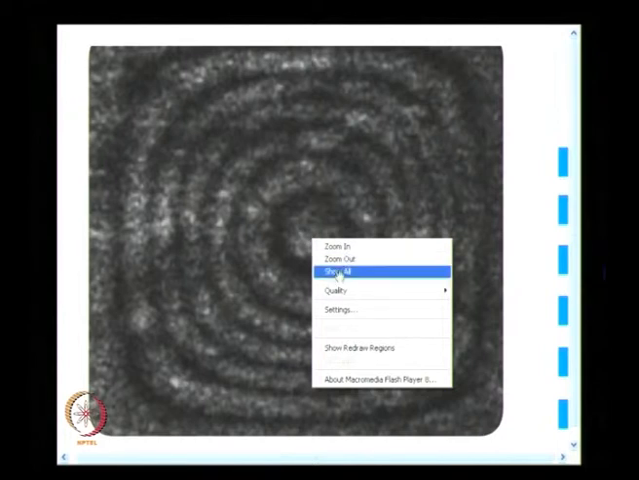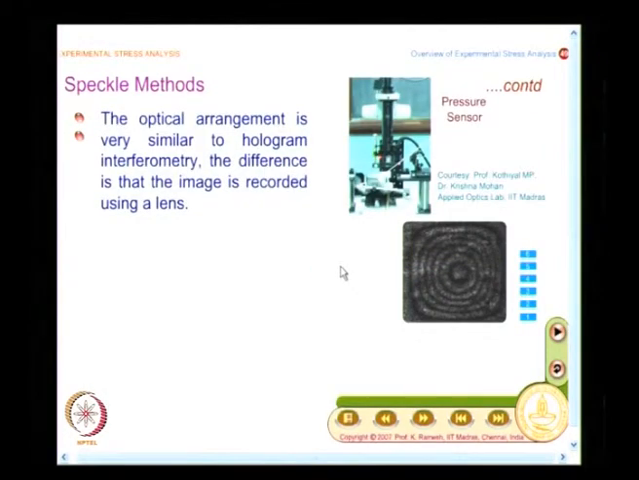So, in all these speckle interferometric methods, people spend a lot of effort on filtering. Filtering is a very important step in speckle interferometry.